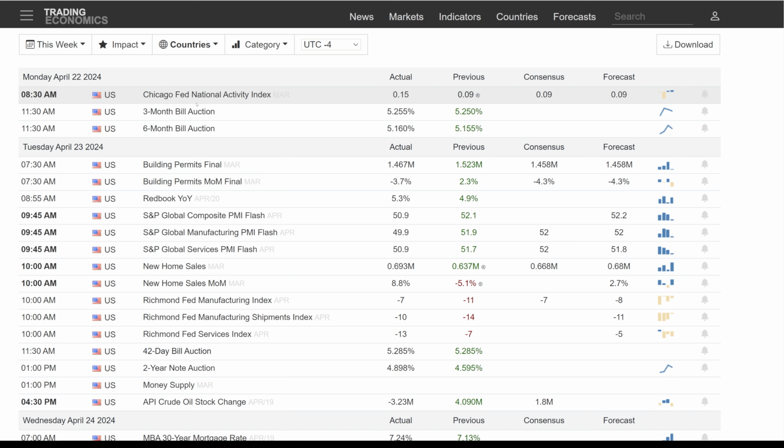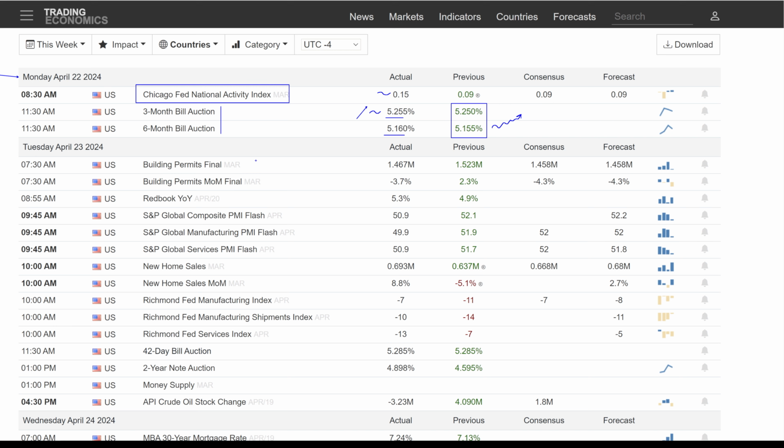Let's go straight into the economic data and review Monday. Monday was only the Chicago Fed National Activity Index. It's basically flat at 0.15. We were expecting the same as before, so a national activity index a little bit higher. But look at these two bill auctions. They are still remaining quite high, at 5.25 for the 3 months and 5.16 for the 6 months bill auction. It's basically the same kind of interest, and this means that yields are still providing a lot of profits to those that are staying with them.